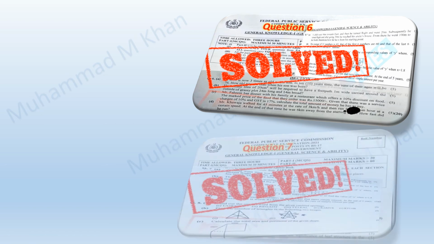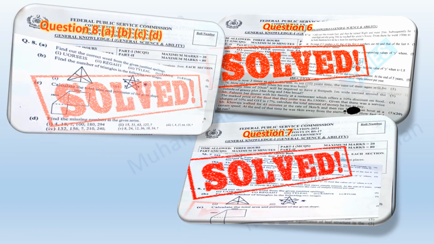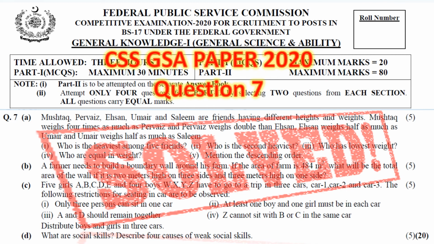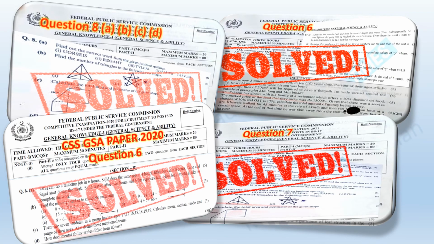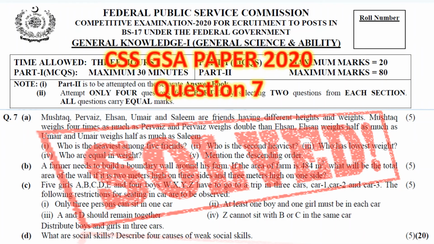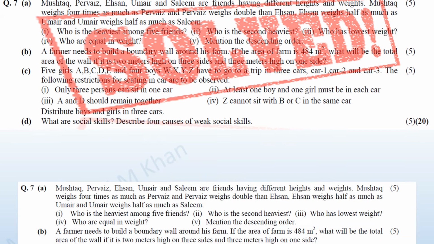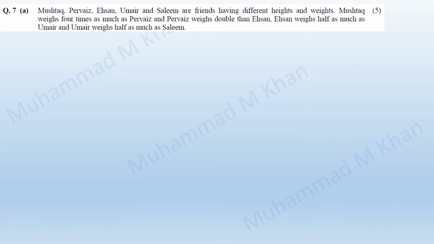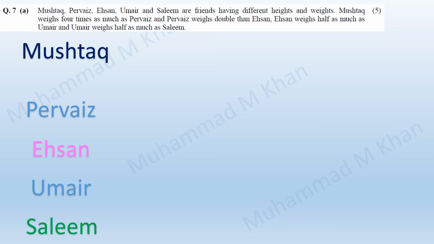After the solutions of the maths portion of CSS GSA 2021, in the previous video I presented the solutions to GSA paper 2020, question 6. In this video, the solution to question 7 of GSA paper 2020 will be presented. Part A of question 7 can be solved by comparison of ratios. However, there is another simple way to solve the question. Let's see what it is.